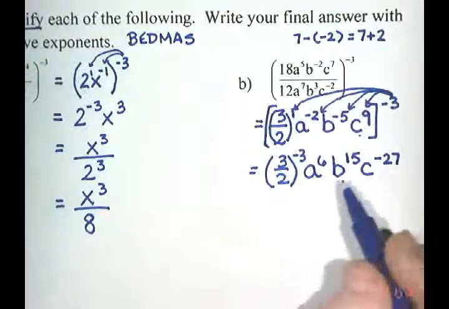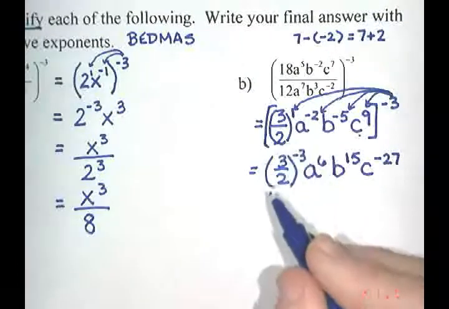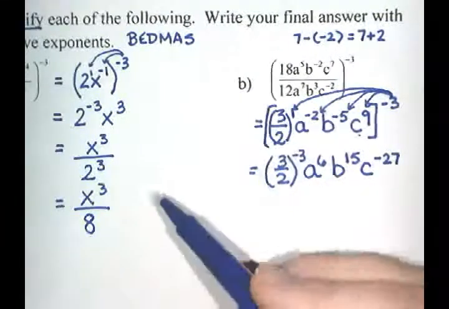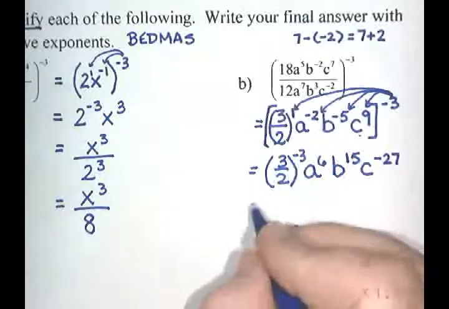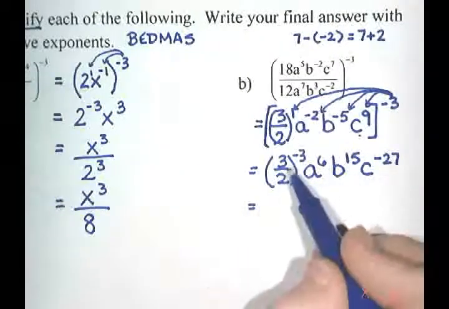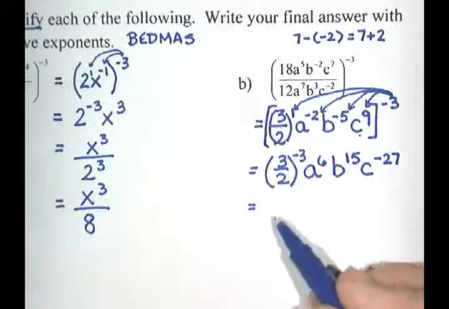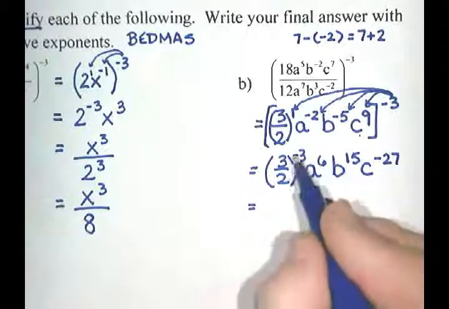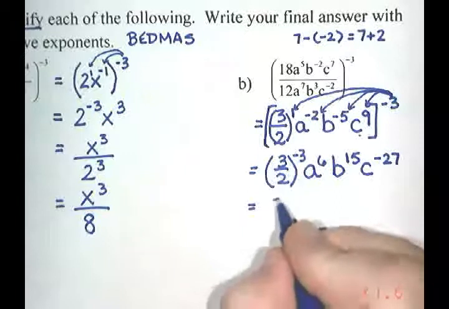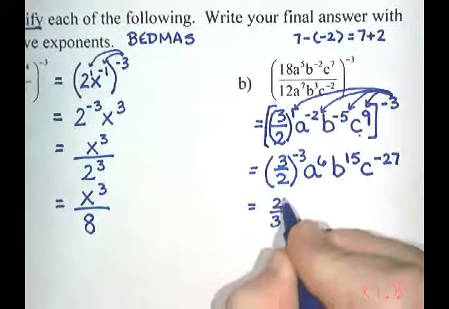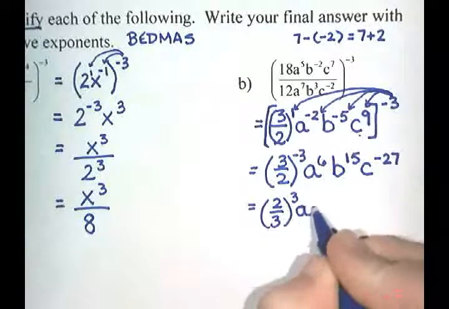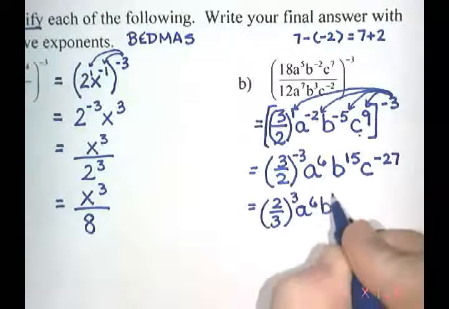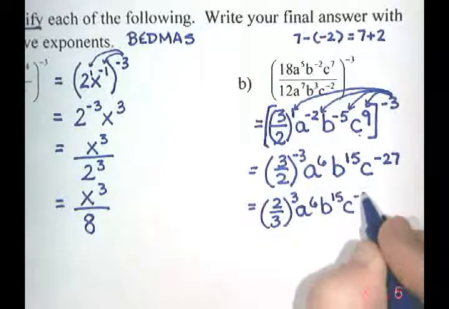Now, before I flip anything, I am going to work on this a little bit because it's a little bit more complicated than just having a 2 to the negative 3. It's actually a fraction. So what I'm going to do here is we learned that the negative exponent makes a fraction. It has a flipping over action. So I'm going to use the 3 over 2 and flip it over to make 2 over 3 to the power of 3. And that's still times a to the 6, b to the 15, c to the negative 27.